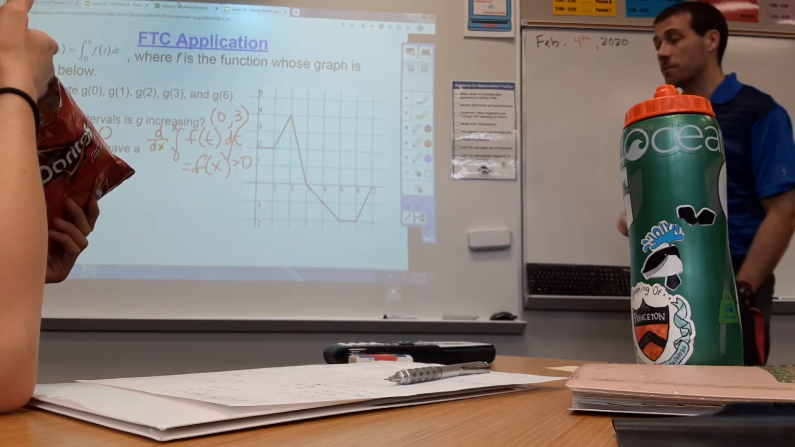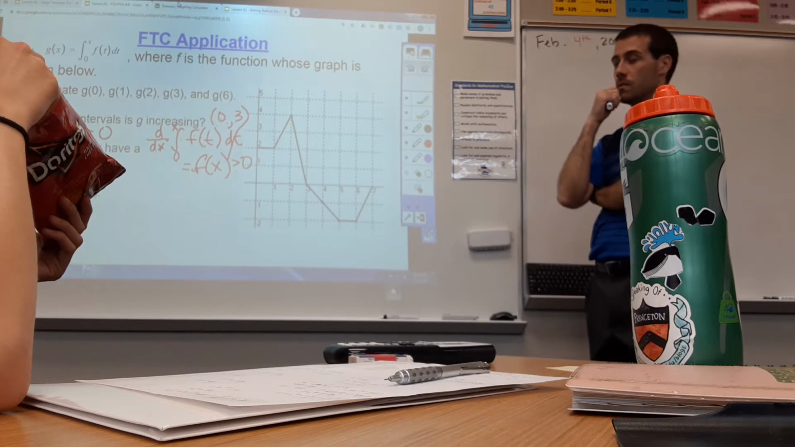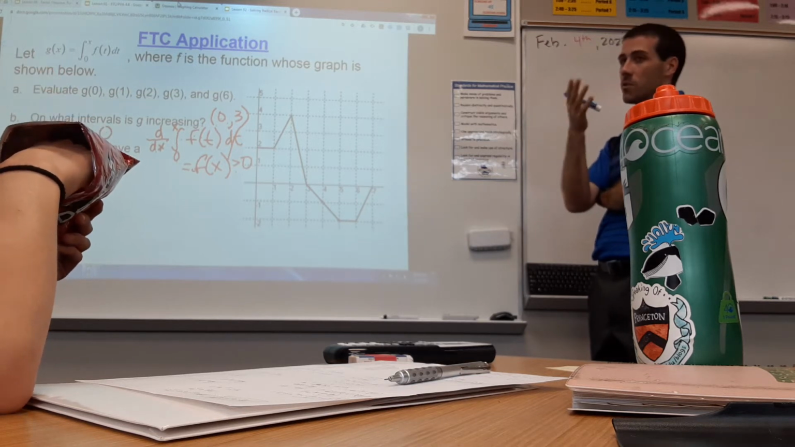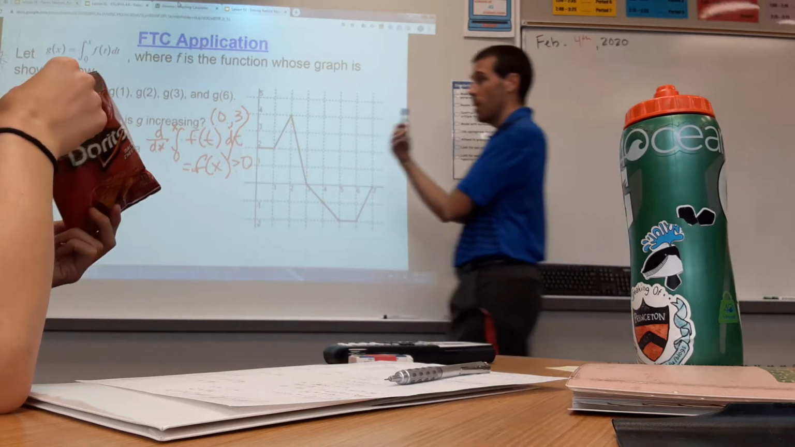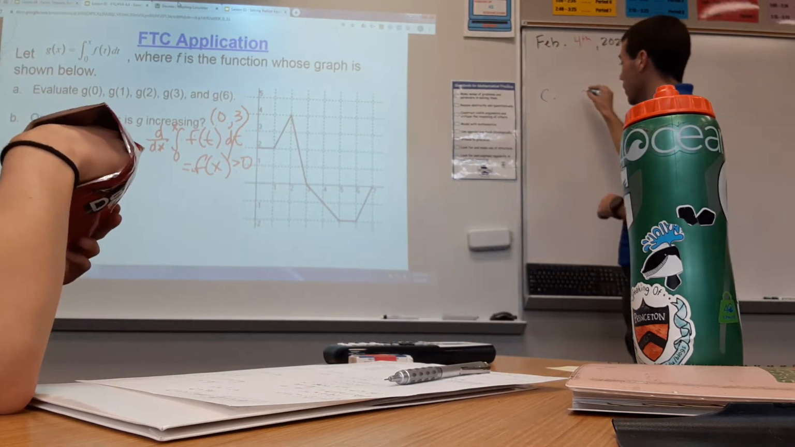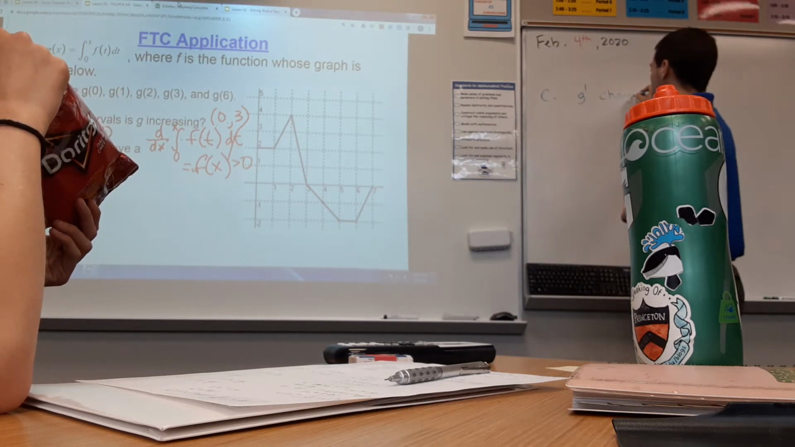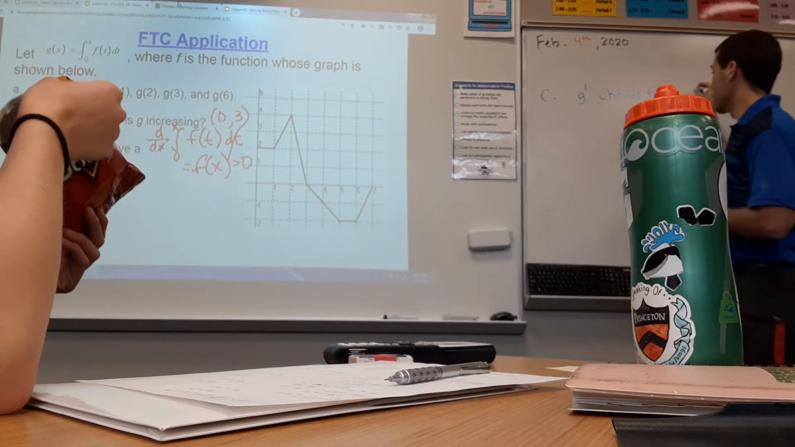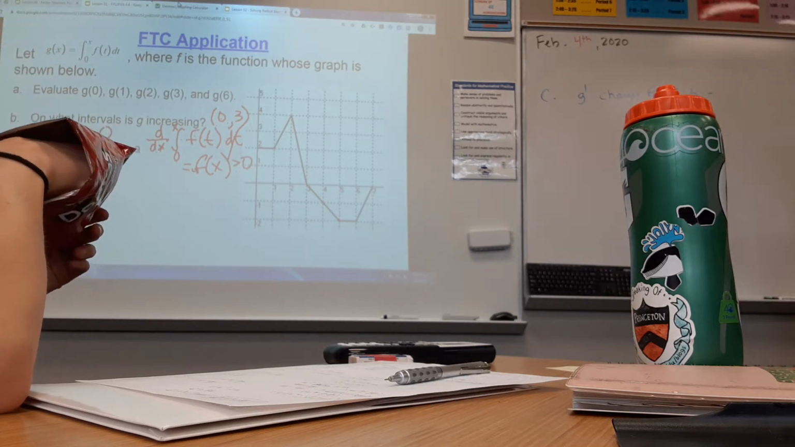All right. So then for C, it says where does g have a maximum? 3. And how do you know it's 3? Because it changes from positive to negative. So along the same lines, to find a maximum, if you remember when we found the maximum, it was when g prime, when the derivative, changes from positive to negative. That's when you had a max.